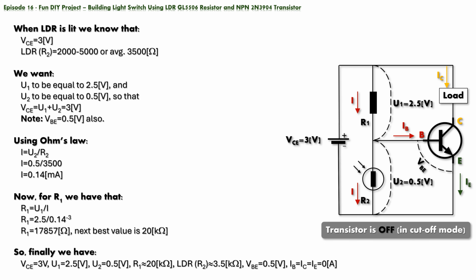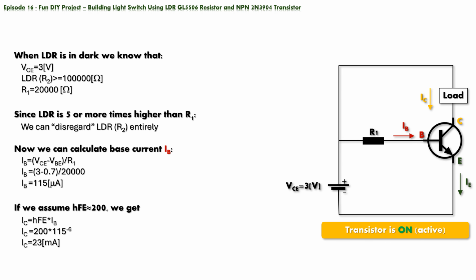Next, let's see what happens when the LDR is in the dark. When the LDR is in the dark, its value changes to 100 kiloohms, or higher. The value of our R1 resistor remains the same, 20 kiloohms. Now, here comes that famous phrase, so often heard in electronics. Since the value of resistor R2 is at least 5 or more times higher than resistor R1, we can disregard resistor R2 entirely. What a wonderful loophole.